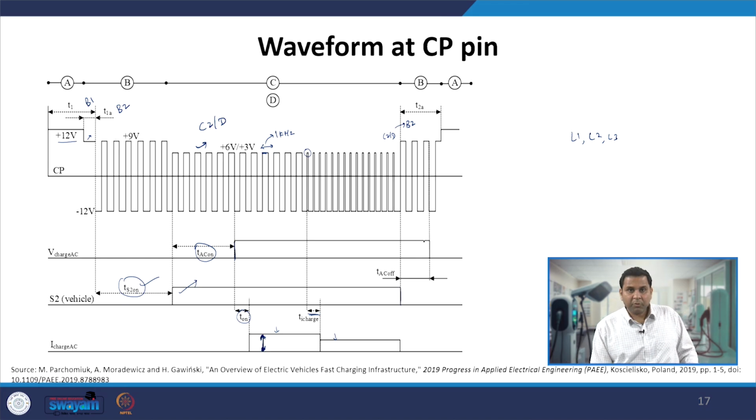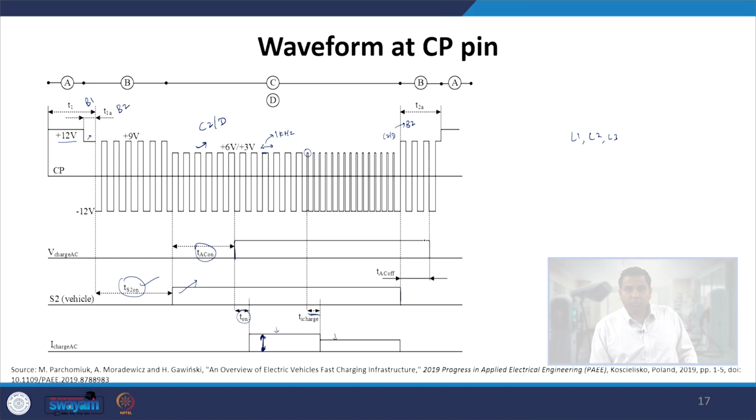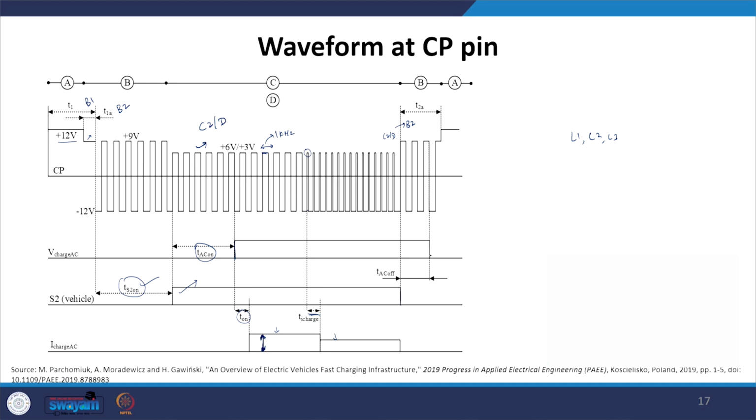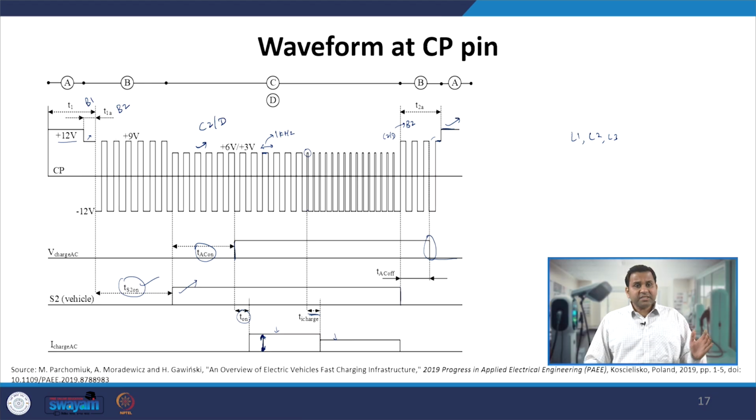And then after a certain point, the contactors get open, and that is when the alternating voltages which were appearing at the L1, L2, L3 pins get removed, and the alternating voltage goes to 0. That is when the vehicle will enter into the state where the PWM gets deactivated, and after this point, the charger gets plugged out. So this is how the AC charging takes place.